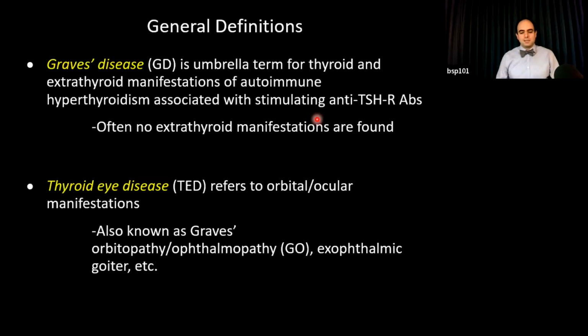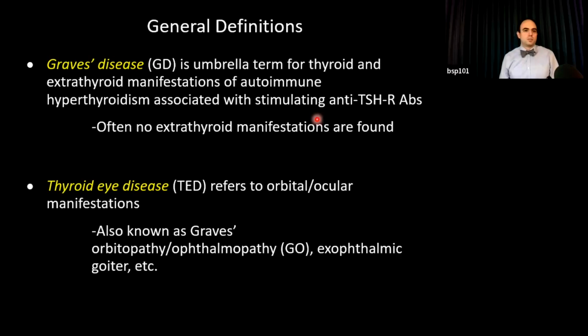So basically, in terms of general definitions, Graves' disease is the broader term, right? It's a term for an autoimmune hyperthyroidism related to stimulating anti-TSH receptor antibodies. And in many cases, there are no significant extrathyroid manifestations. When we say thyroid eye disease, then we are referring to the ocular or orbital manifestations.